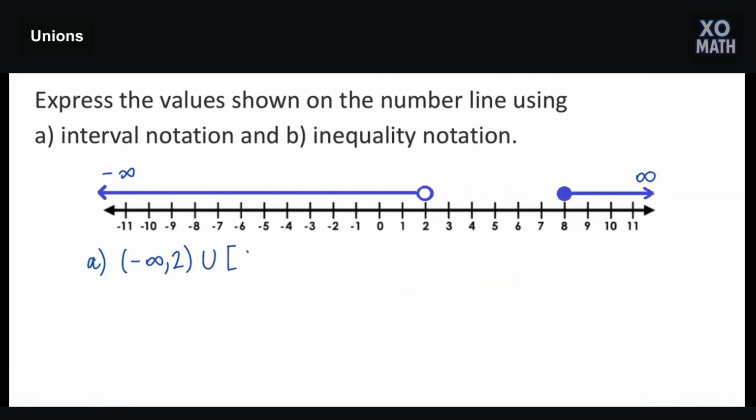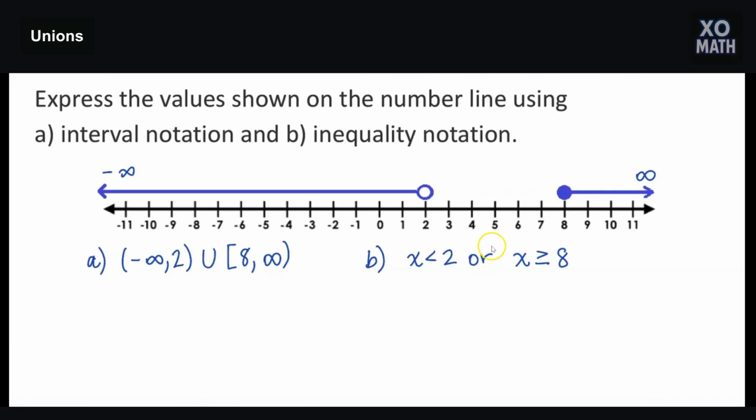So we're going to start with a bracket, 8, comma, infinity, open parentheses. Both negative and positive infinity have open parentheses. And now for part B, to write this in inequality notation, the first collection of values is all x values less than 2. So x is less than 2. Or we could be from the other collection of values, x values are greater than or equal to 8. The word or in inequality notation translates to the union symbol in interval notation.